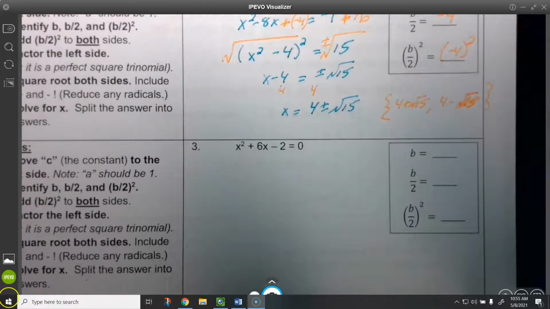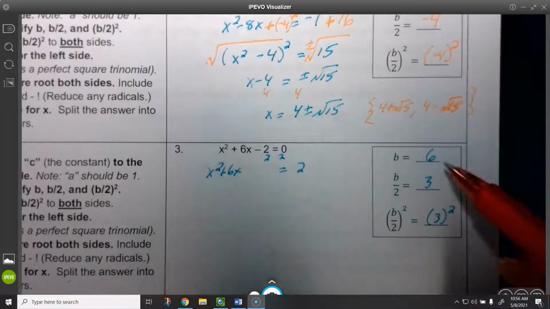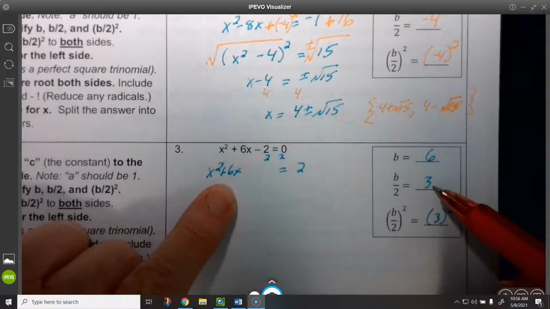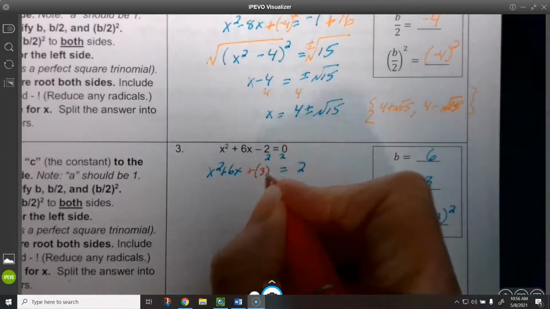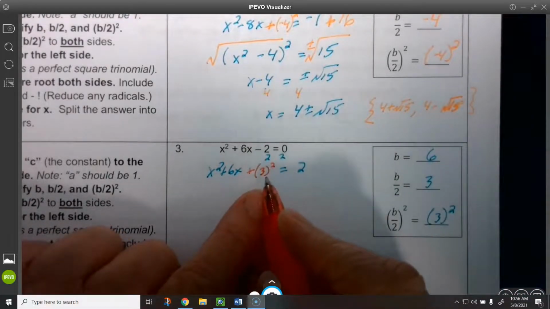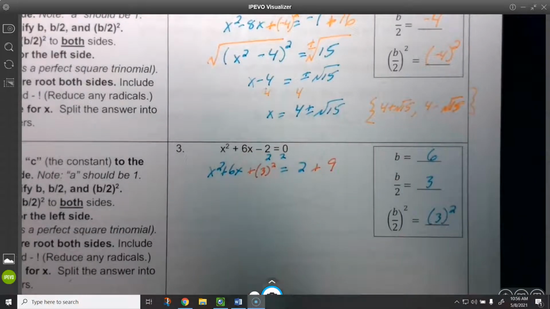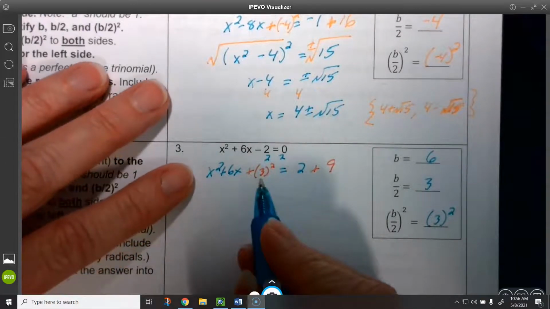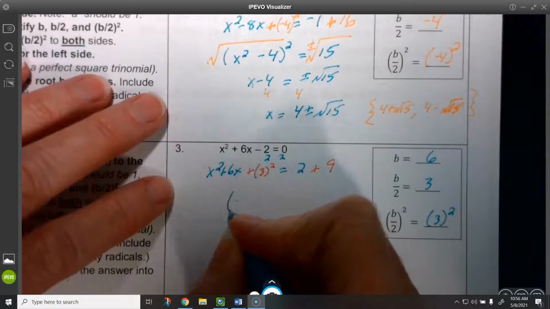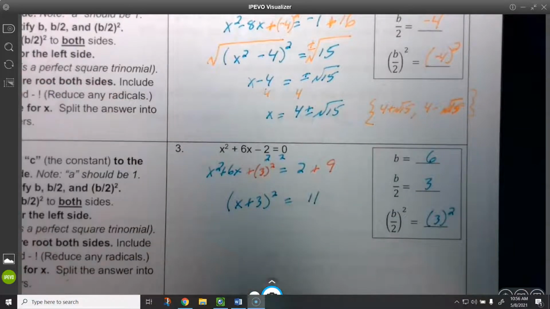Pause. Okay, so we added 2 to both sides because we have to move that constant over. B is 6. Half of that is 3, so that'd be 3 squared. So I'm going to add 3 squared to both sides. This side I'm going to just leave as 3 squared. This side I'm going to multiply it out. Okay? Now I'm going to factor this. It's a perfect square trinomial, so I do the shortcut. So this is going to be x plus 3 quantity squared is equal to 11.